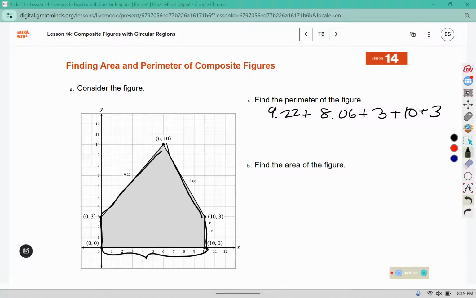So if we combine all of those together, 9 plus 8 is 17. 0.22 plus 0.06 is 0.28. 3 plus 10 plus 3 is 16. Then we can add those together. 16 and 17 make 33.28, and this is measured in units.